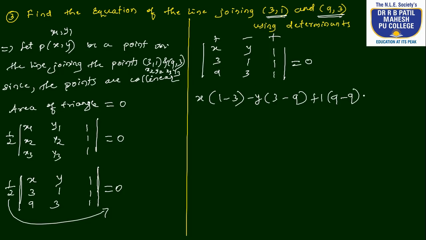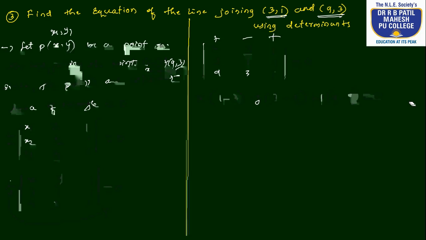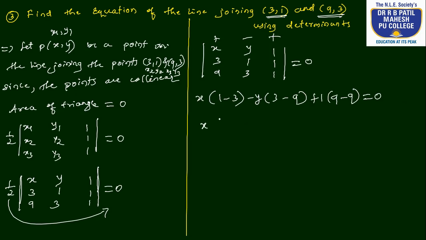Most of the students forget writing 0 in the RHS. Don't forget that. Minus 2, this is 3 minus 9, which is minus 6, and 9 minus 9 will become 0. 1 into 0 is 0, don't forget it, and is equal to 0. Minus 2x, and this will become plus 6y is equal to 0. This is the equation of the line joining the 2 given points.